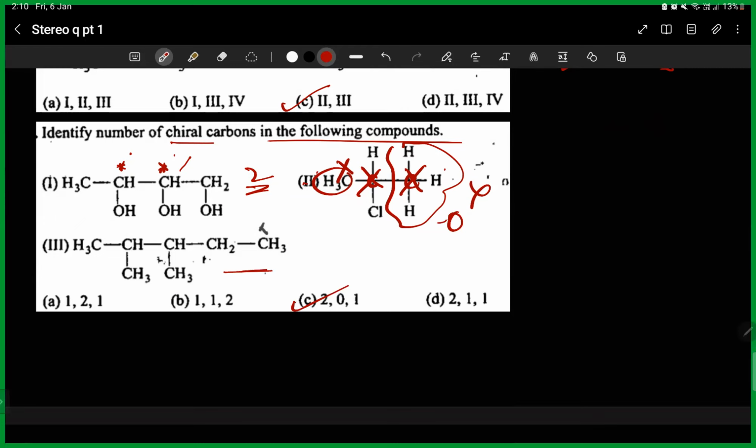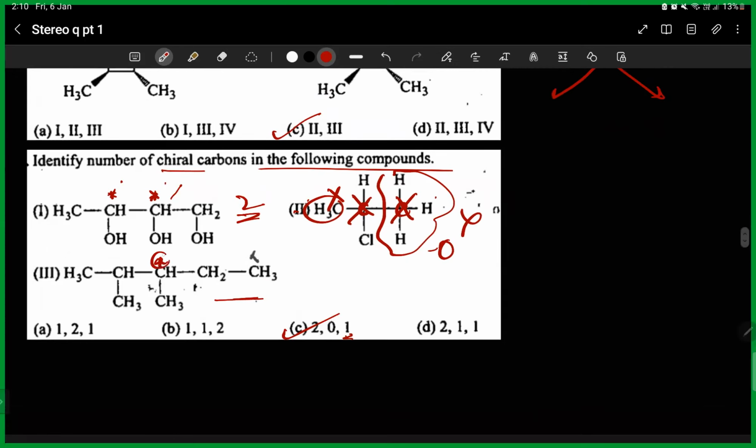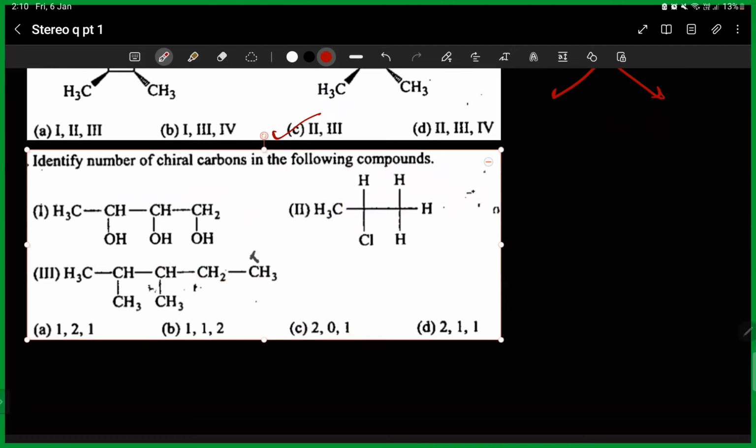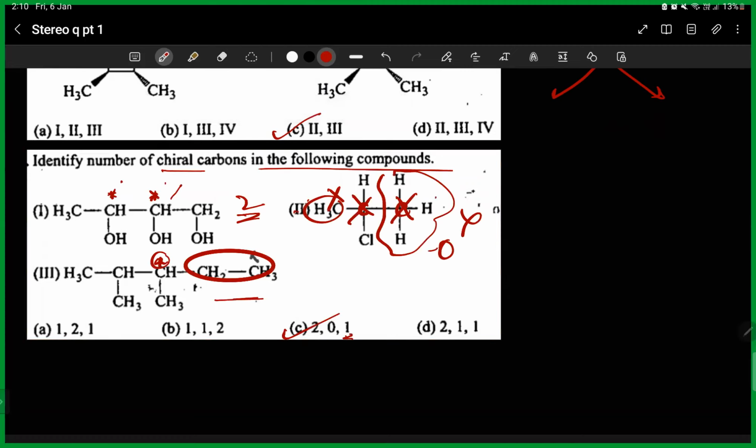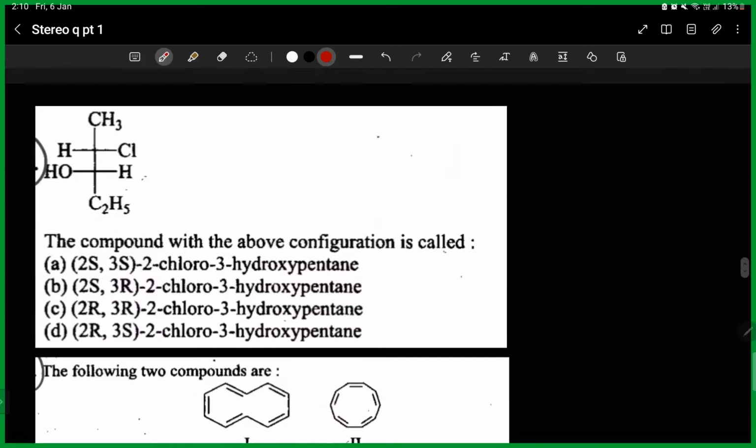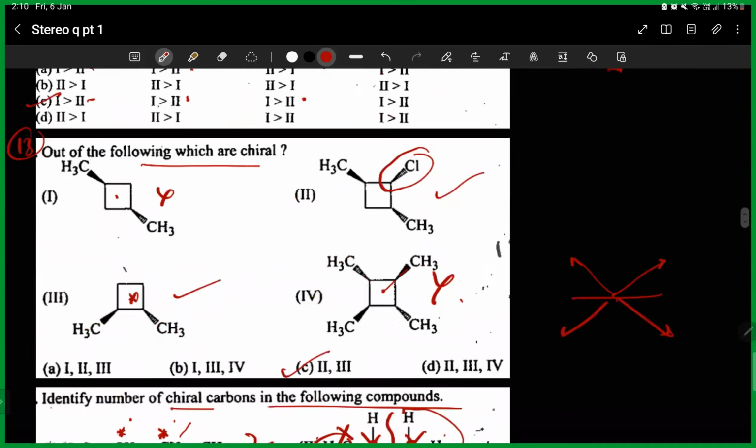Just for mandatory purposes. So you want one chiral carbon here. Right. This is one chiral carbon here, I can see. You have an ethyl group. Okay. And you have one isopropyl group, and you have a CH3 group, and you have a hydrogen. See, you have one chiral carbon here, 2, 0, 1. That will be the answer for the 14th question.